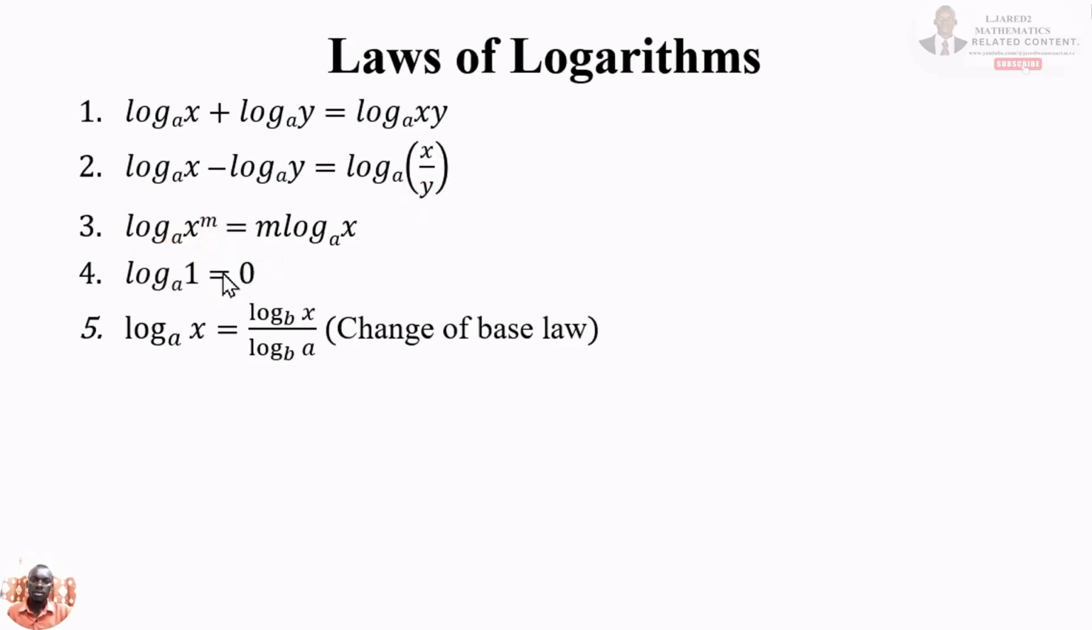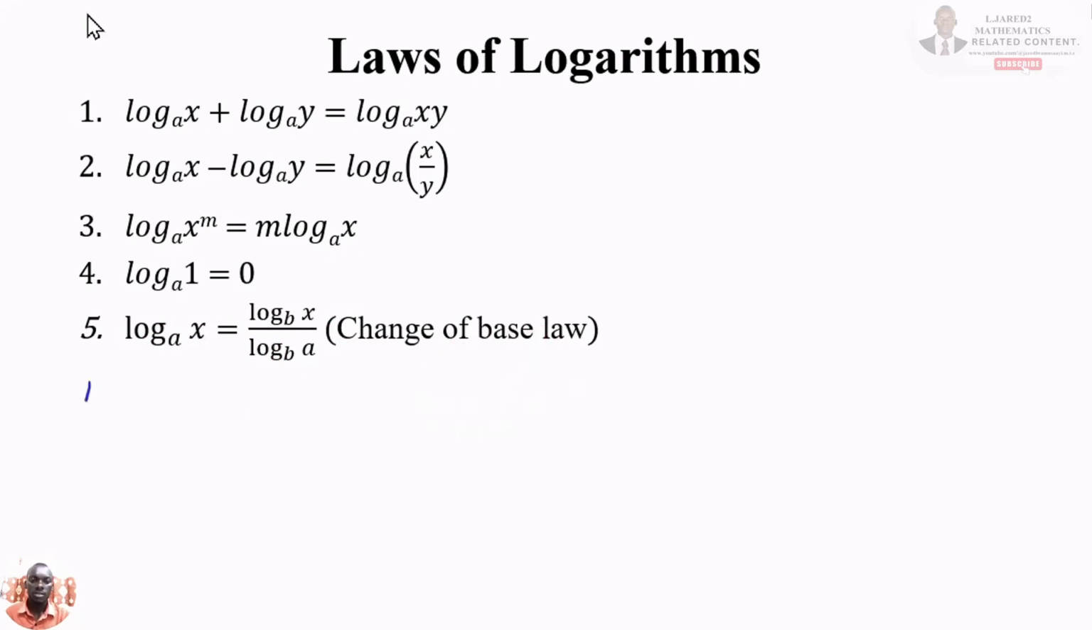Then law number 3, in the case we have log of x raised to power m to base a, the same as m multiplied by the log of x to base a. Then we have number 4, the log of 1 to base a or to any base is the same as having 0. Then the last one, we have the change of base law, which states that log of x to base a is the same as the log of x to base b divided by the log of a to base b. So in here we have converted this log of x to base a to be in base b. So this is a change of base law.